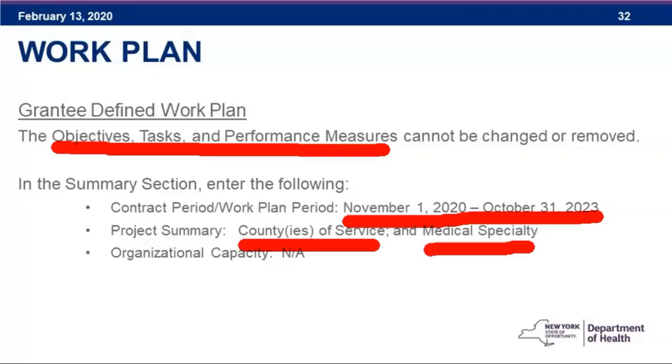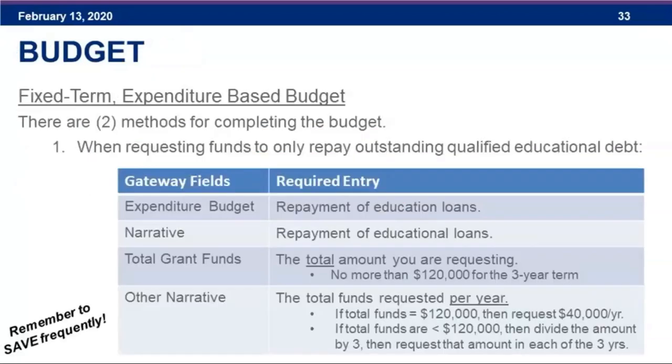Where it says organizational capacity, you don't have to enter anything, but you have to enter an NA, I guess. You don't have to enter content, but you have to enter the words NA, because if you leave it blank, it won't let you save the page. Okay, that is very brief, and now your work plan is done.